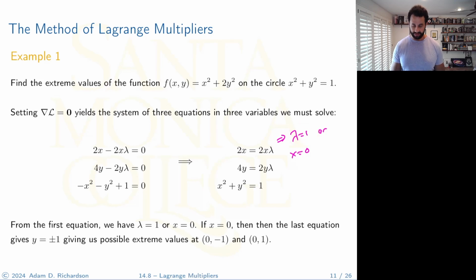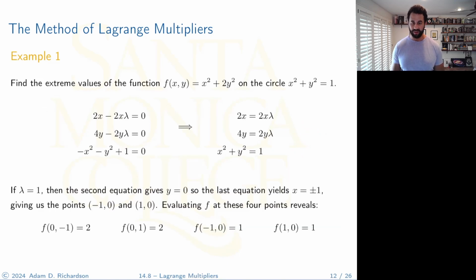If lambda is equal to 1, then the second equation gives that y has to be equal to 0. So if I just do this, if lambda is equal to 1, then that disappears.